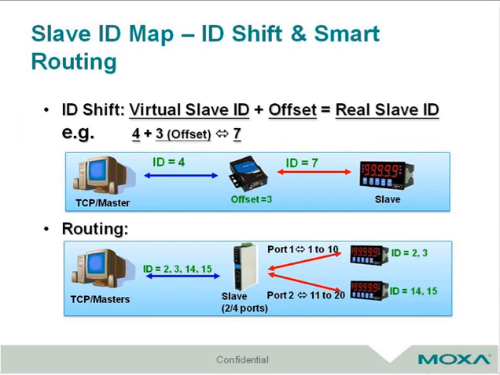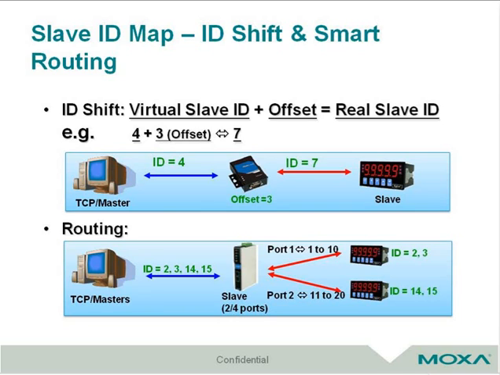ID shift. The legacy Modbus serial slave may have the same unconfigurable ID. The way to communicate to those slaves is to shift their IDs to be different from each other when talking to the master. So, you need to understand the relationship between master and slave and use the offset field. Let's look at my formula. The real slave ID equals virtual slave plus offset.